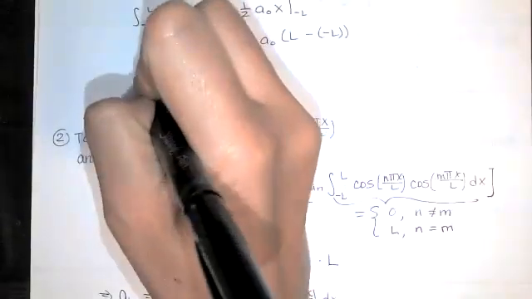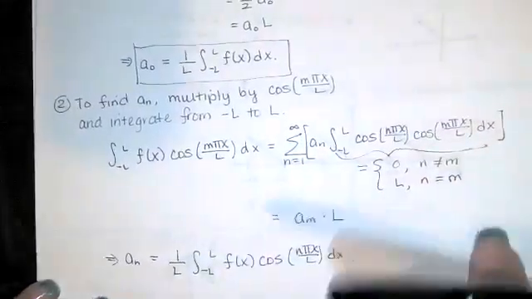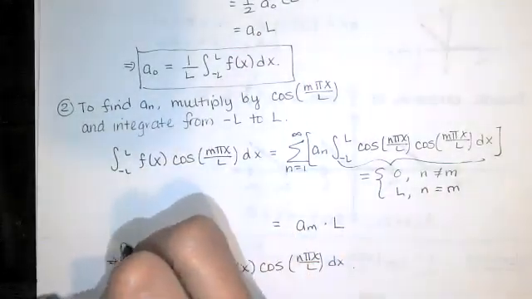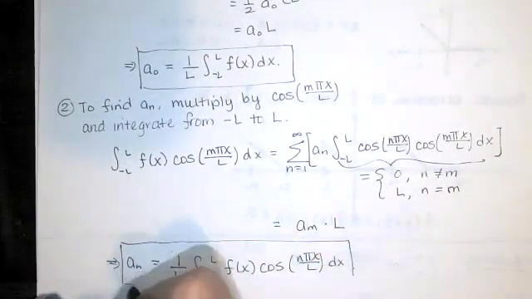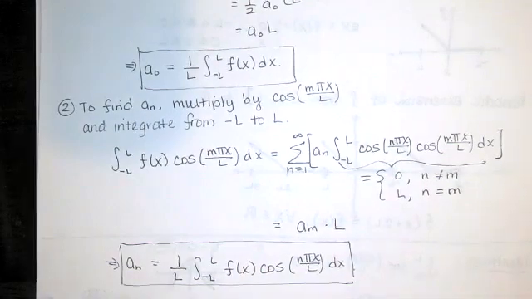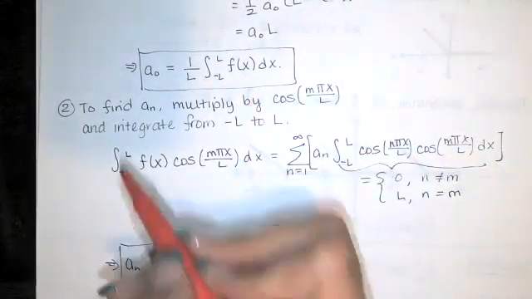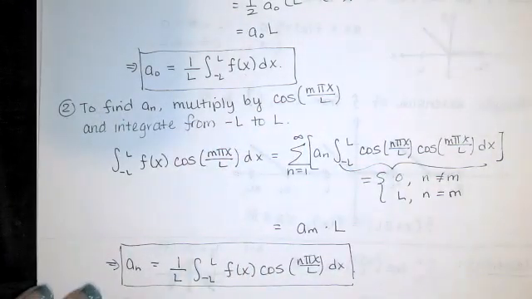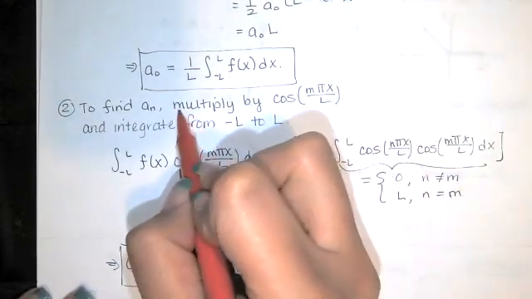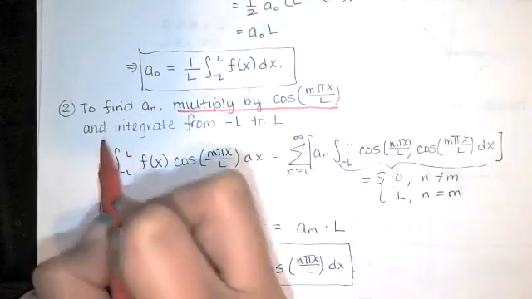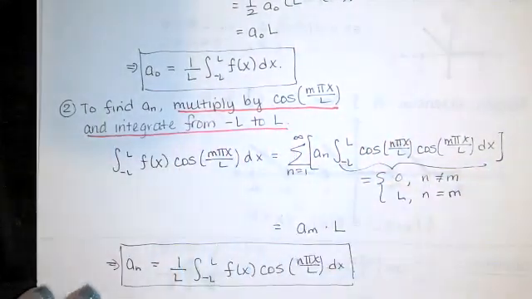So we've got this formula for a sub 0 and this formula for a sub n. But again, we're not just going to substitute f of x into this formula and this formula. We want to show that we know where these formulas come from. So we are going to multiply our equation by this and integrate the result from negative L to L.